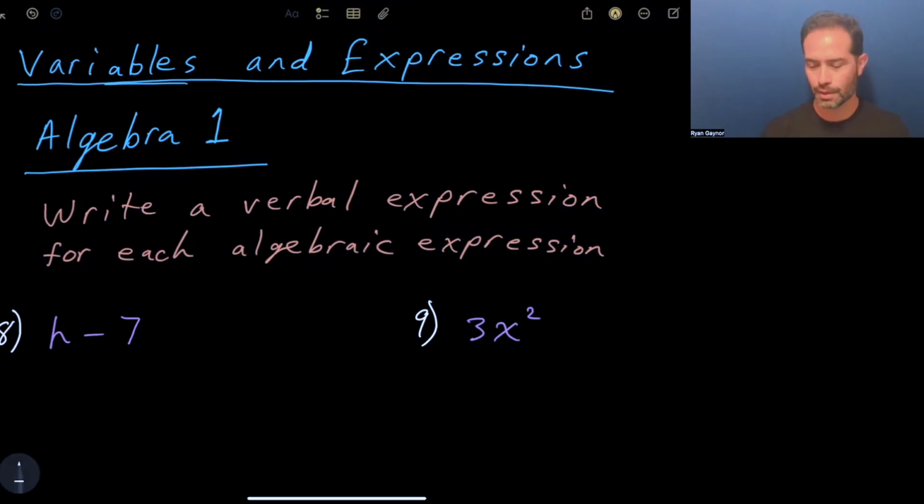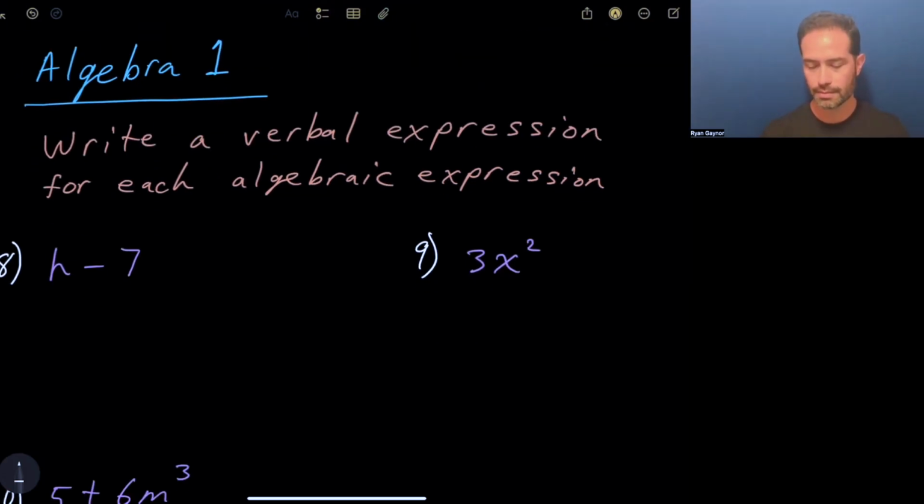So, the very first question we have is write a verbal expression for each algebraic expression. Number 8, h minus 7. Now, we could start off by just writing h minus 7. That's one option, but there is a second option, and it looks like this. 7 less than h.